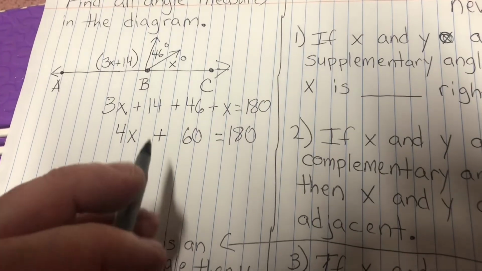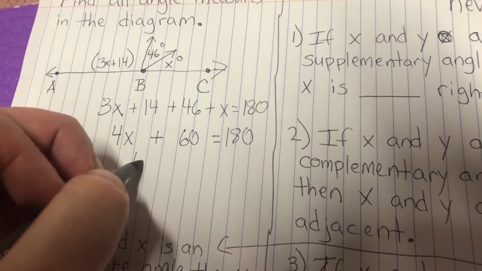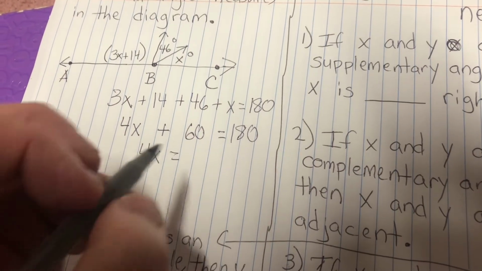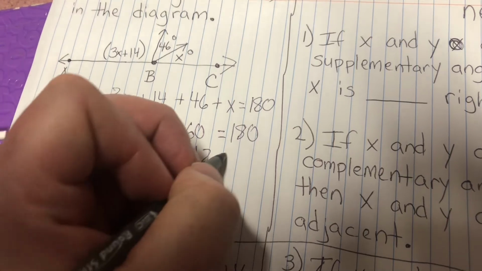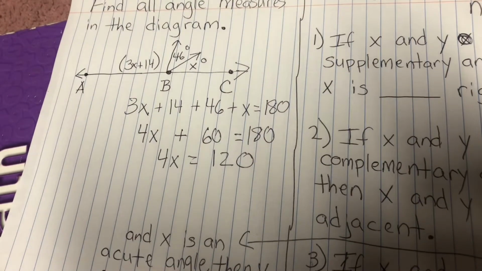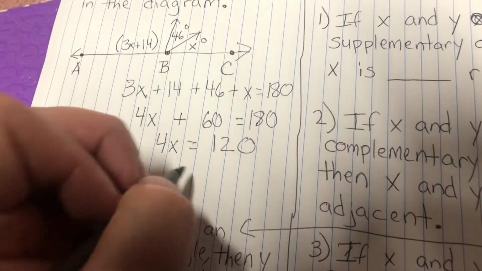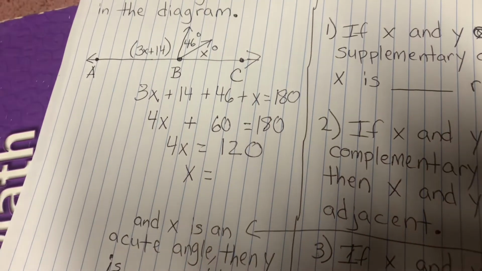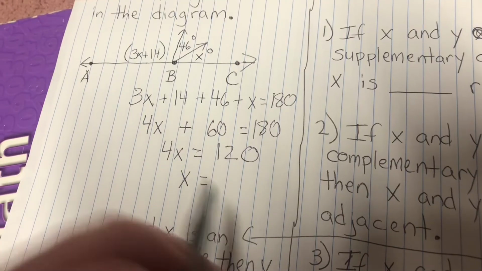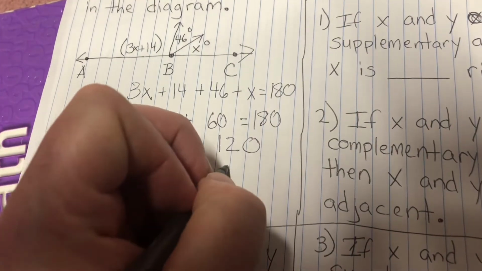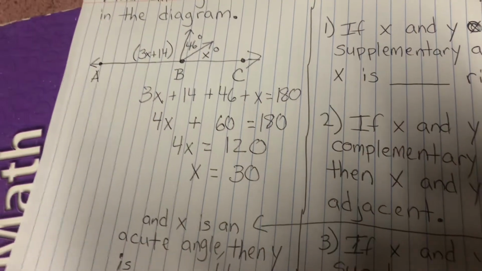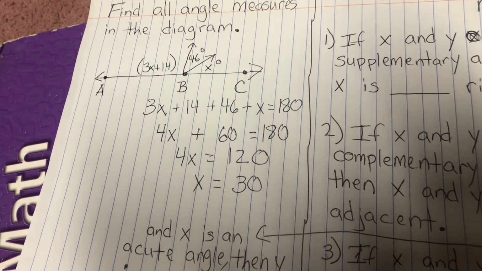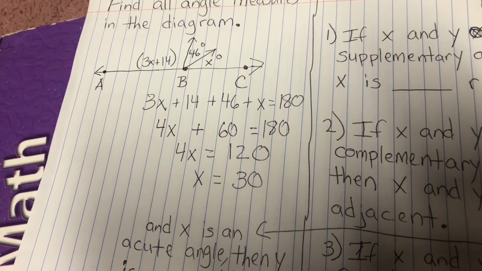Well, if I subtract 60 from both sides, that's going to leave me with 4x over here. And 180 minus 60 is going to equal 120. So if 4x equals 120, well, 12 divided by 4 is 3. So that tells me that 120 divided by 4, x equals 30. And so that's pretty good. That tells me that x is equal to 30.